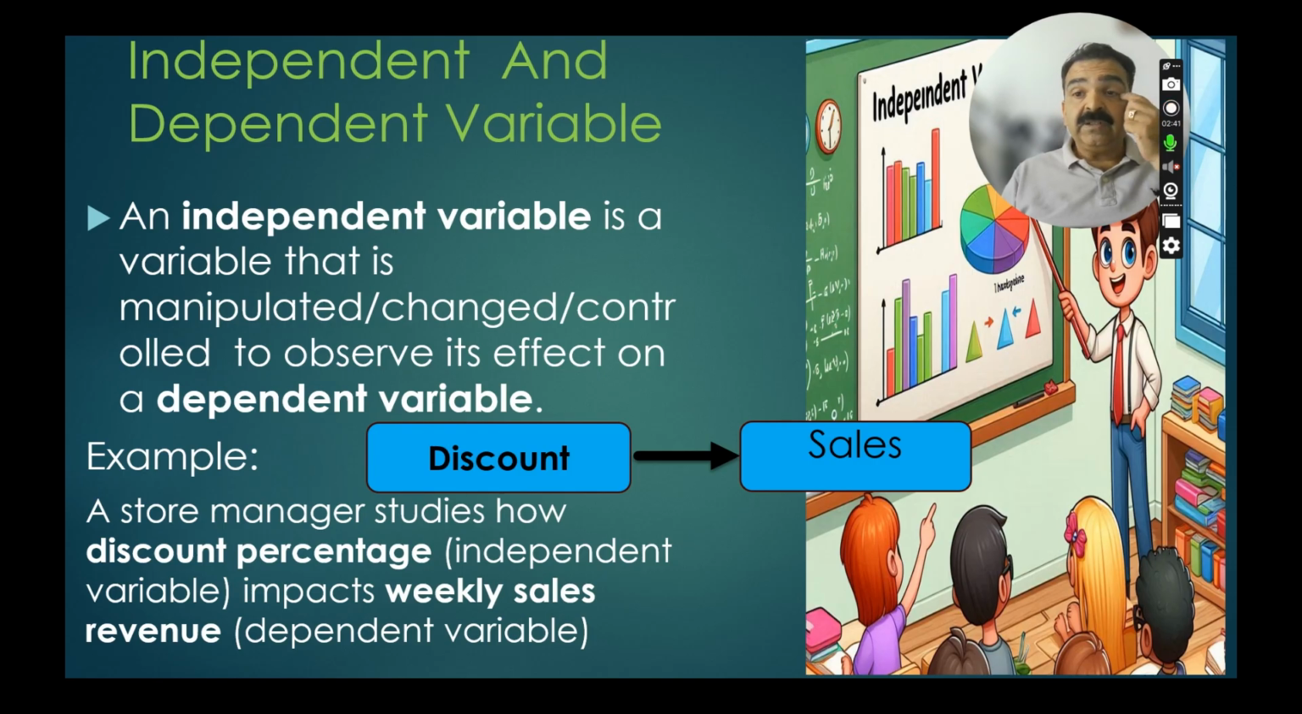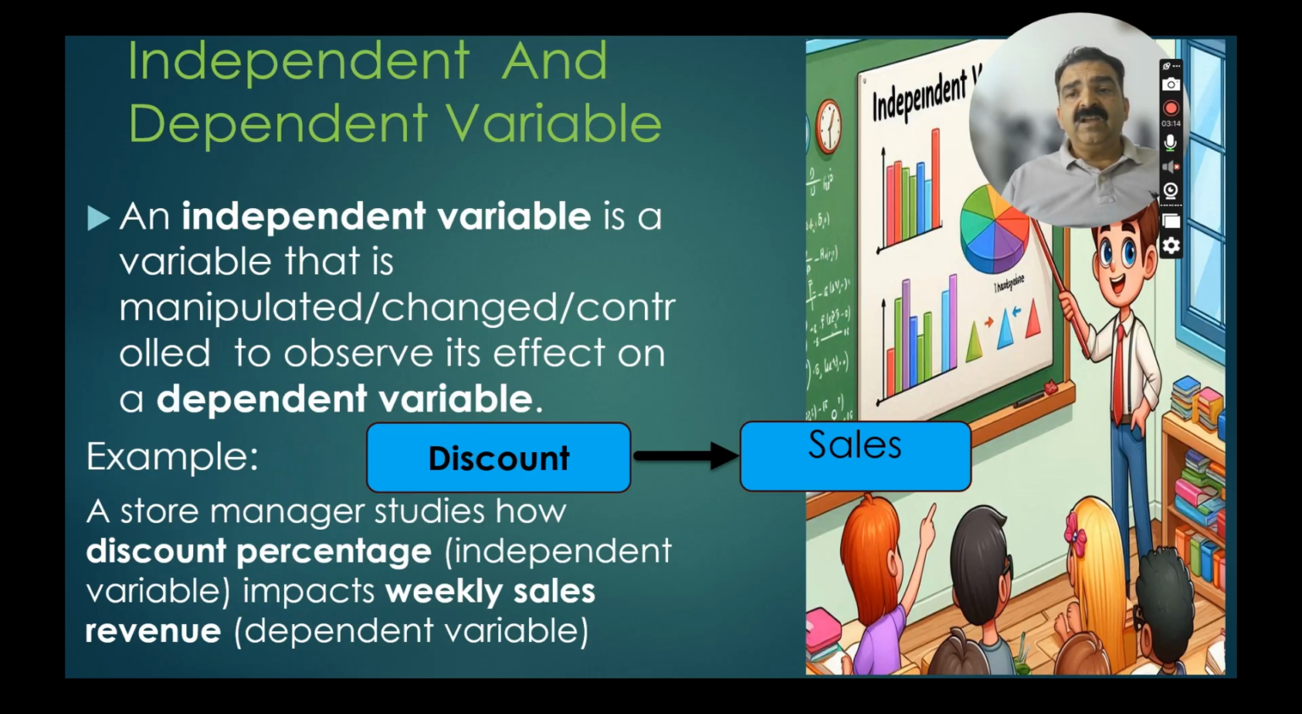So obviously the dependent variable is dependent on some other variable. The other thing we learned is that we change the independent variable to find its impact on the dependent variable. In this example, discount will be changed to see its impact on sales. Sales is the dependent and discount is the independent variable.